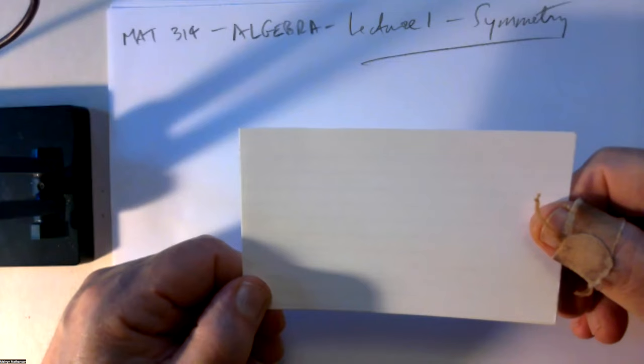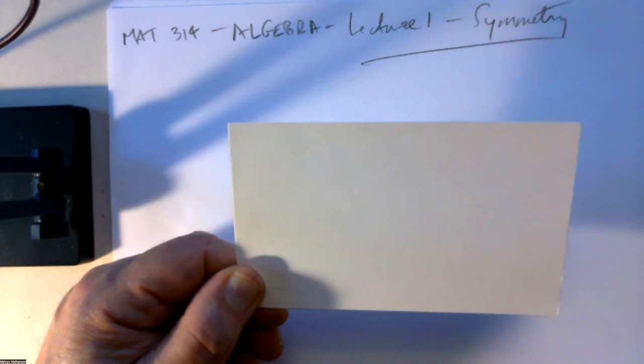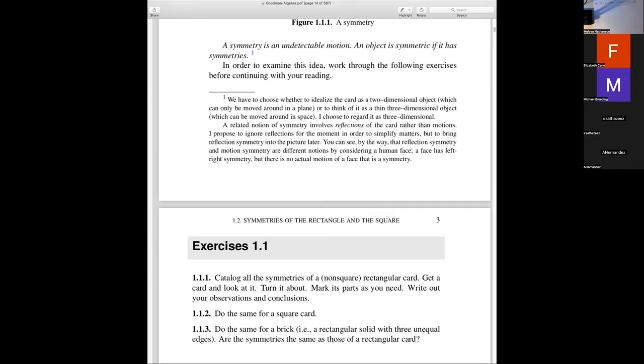There it is. So there are at least four symmetries of a rectangle. And that, in fact, is part of the first homework problem. Exercise 1.1, catalog all the symmetries of a non-square rectangular card.